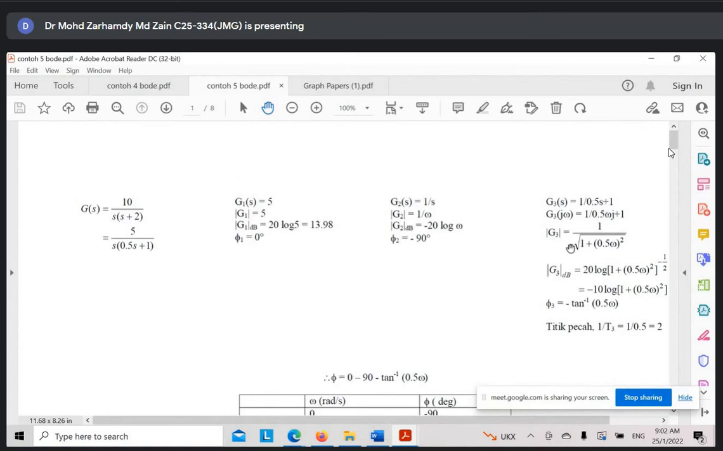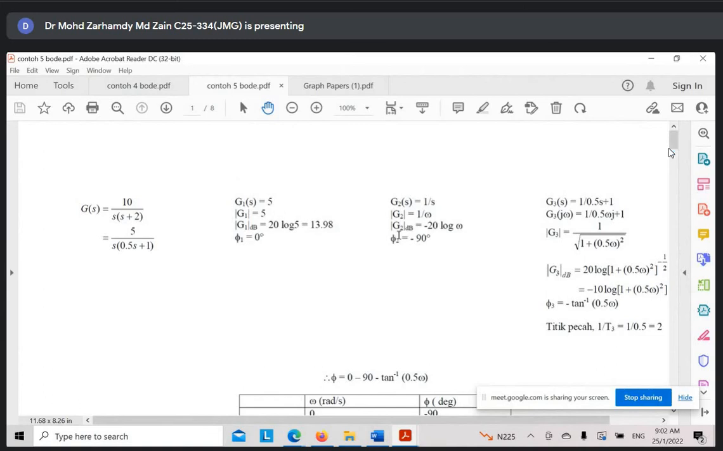So macam yang tadi itulah, cuma dia tambah je 1 over S kat sini. Okay, kalau kita lihat kat sini, kita ada 3 sistem. Sistem pertama tak ada masalah. We don't have any problem because they only have one straight line. Cuma satu je line. Phase tak ada masalah. Phase 0 because of gain.